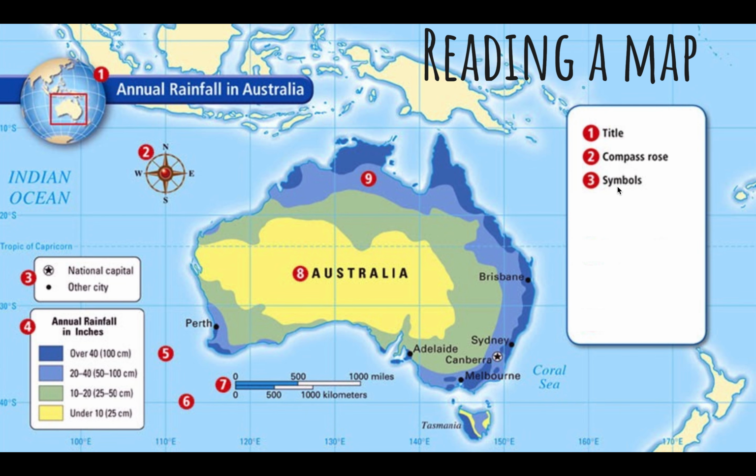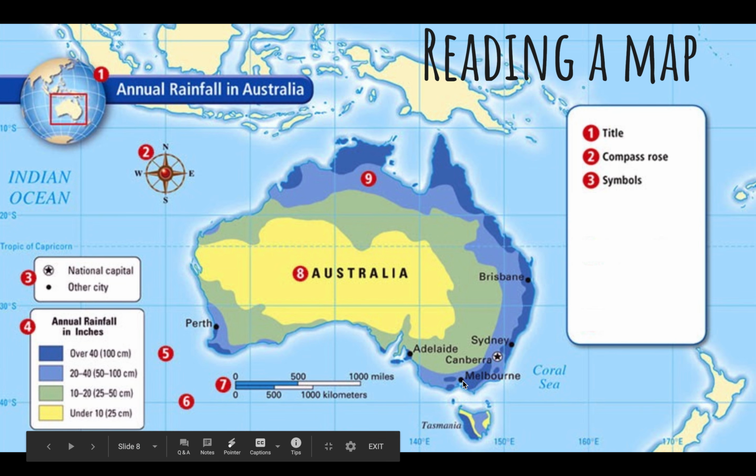Okay, number 3, we have symbols. So these right here, these are your symbols. A star with a circle around it is a symbol for the national capital. And this just plain dot means it's another city. So if we go down here and we see that this symbol is the national capital, Canberra, we know that Canberra is the national capital of Australia. The black dots mean other cities. So we have Brisbane up here as a city, Sydney as a city, Melbourne. I lived in Melbourne for 5 months, actually. Melbourne's a wonderful city. Adelaide, Perth.